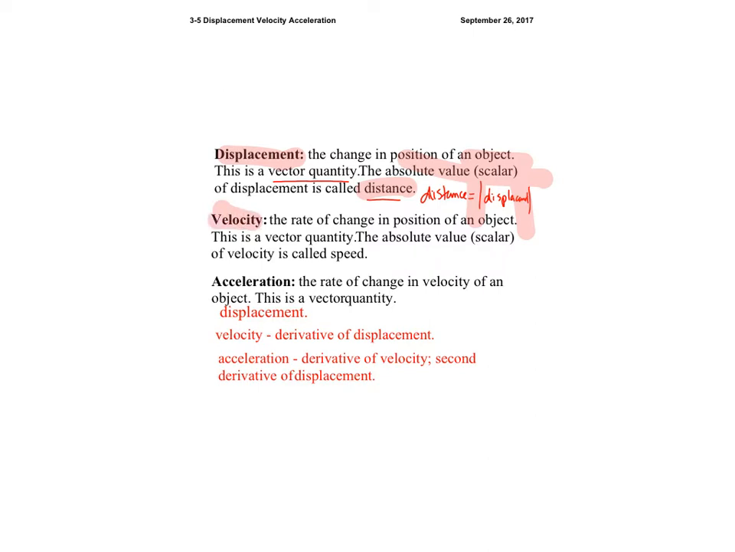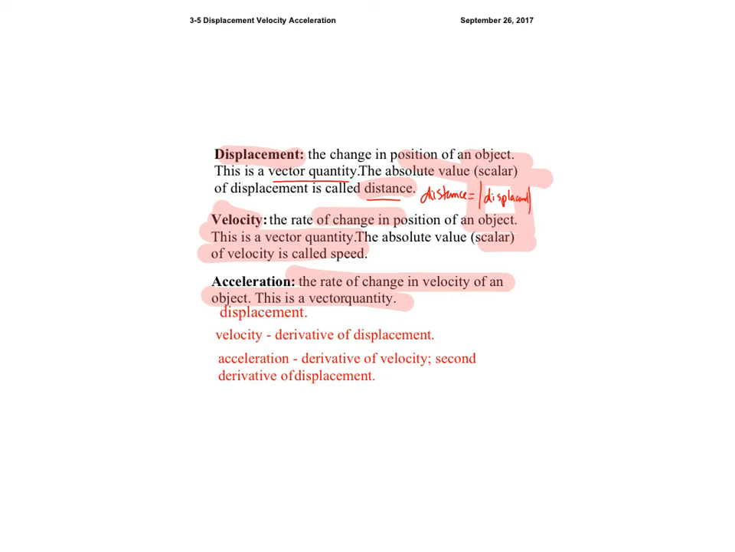Velocity is also a vector quantity. It's the rate of change in position of an object. This is a vector quantity as well because you could have a velocity that's negative. The absolute value of it is called speed. Acceleration, a rate of change in velocity of an object. This is also a vector quantity because you could have a negative acceleration.